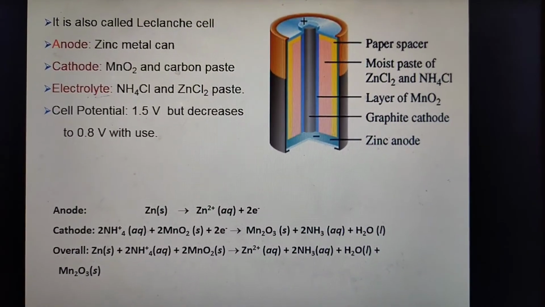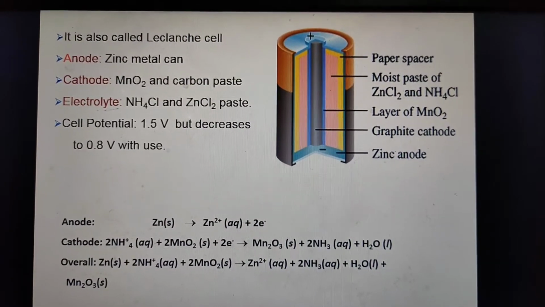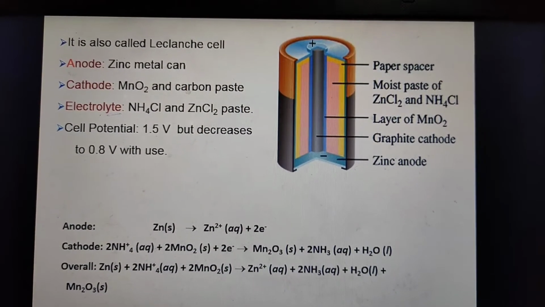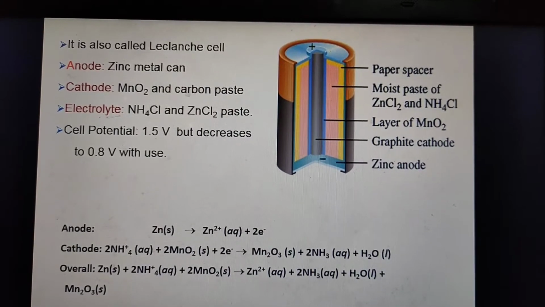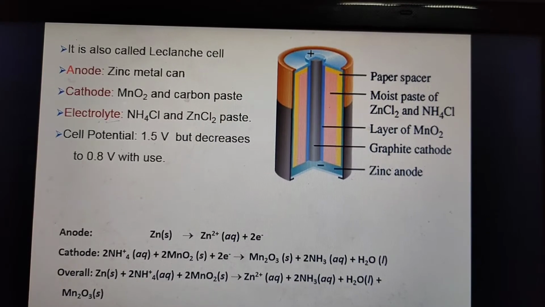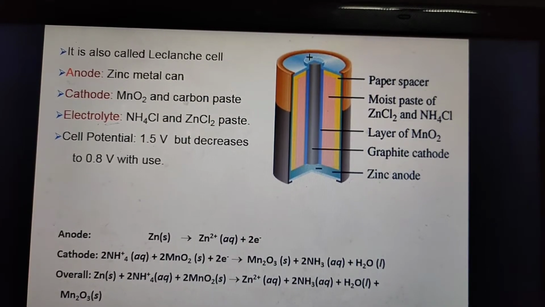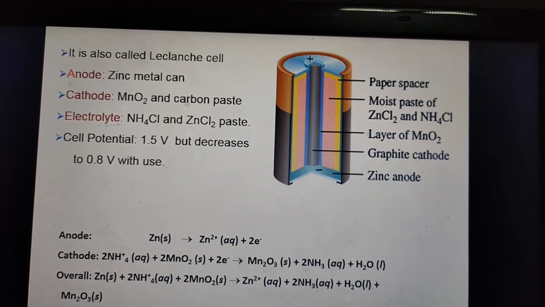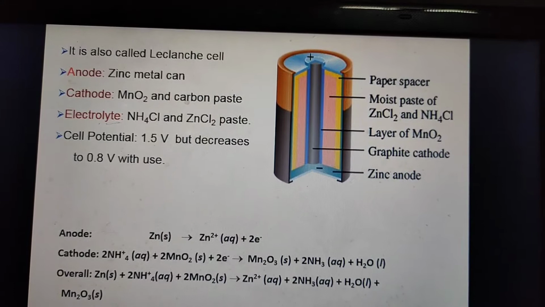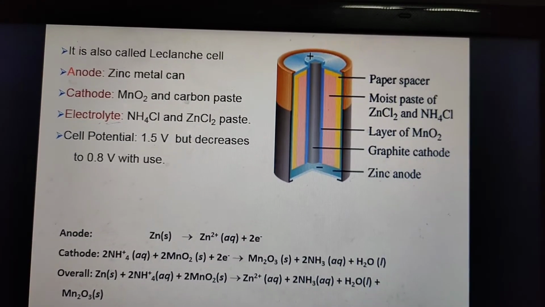So this cell is called a Leclanché cell. Now what is the anode? The anode is the zinc metal can, and the cathode is the manganese dioxide and carbon paste. The electrolyte is a mixture of ammonium chloride and zinc chloride, a moist mixture actually. Moist it must be, because the electrons have to flow. Cell potential is 1.5 volts, but it decreases down to 0.8 volts.